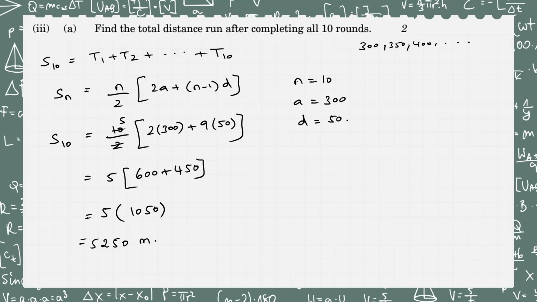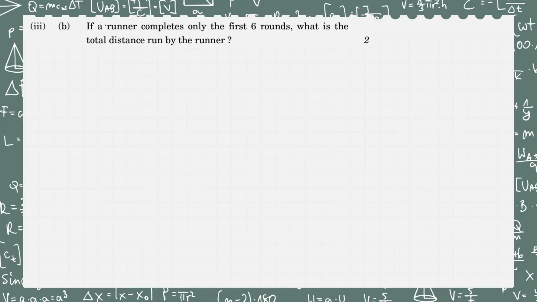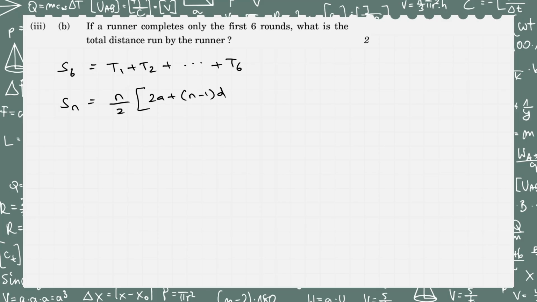Now let us move on to the other choice of this sum. If a runner completes only the first 6 rounds, what is the total distance covered by the runner, right? So we have to find out the sum of 6 terms of the AP because the person completed only 6 rounds, right? So S6 will be term 1 plus term 2 plus etc. up to term 6. So here also we can apply that same formula Sn equal to n by 2 into 2a plus n minus 1 into d.